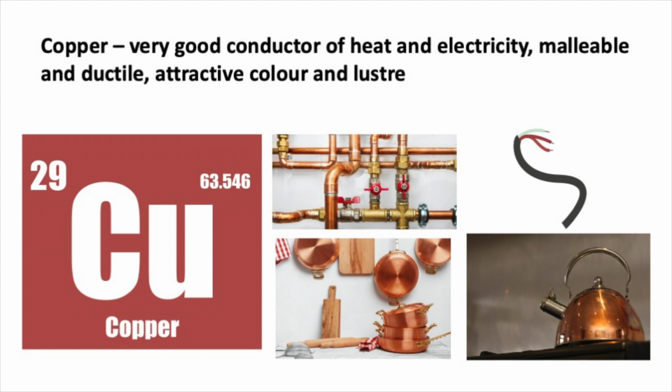Copper is used in electrical wiring because it's a good conductor of electricity and it's also ductile. It's also used in hot water pipes because it's a good conductor of heat. And it's also used in making pots and pans and kettles because of its attractive appearance, and also because, again, it's a good conductor of heat. We've seen previously in this module that copper is purified by electrolysis, and this is needed when making high specification electrical wiring.